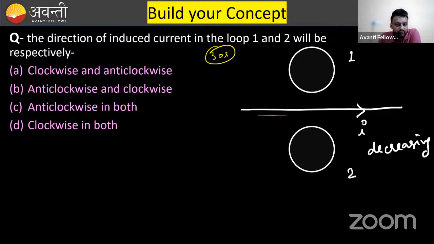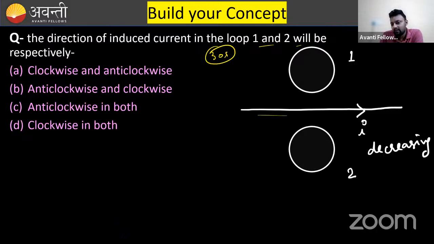And there are two loops, 1 and 2, placed in the same plane containing the screen. Now, the current in loop 1 and loop 2 will be, they are asking the direction, clockwise, anti-clockwise, or whatever it is. You have 30 seconds. I got two answers. Bhavnagar and Rajkot both are saying B. B means anti-clockwise and clockwise. Okay, let's check it.